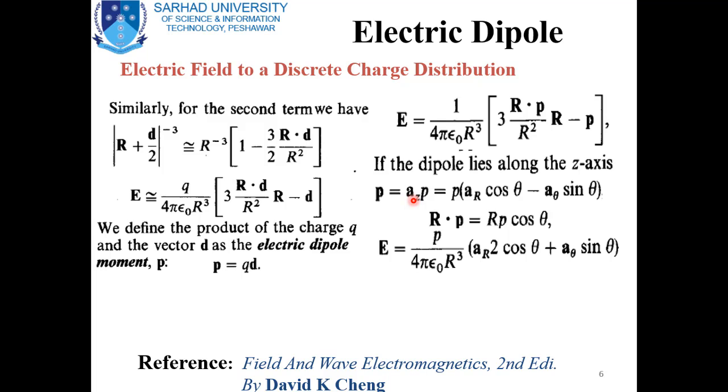spherical polar coordinates, which are a_r cos theta minus a_theta sin theta, and the dot product of r with P can be obtained by the formula of the dot product, which is r P cos theta. So we write the value of r dot P and the direction of P. So our electric field intensity in spherical polar coordinates will be P divided by 4 pi epsilon naught r cube into 2 cos theta a_r plus sin theta a_theta.